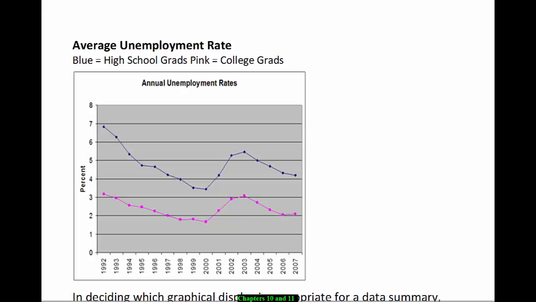Now we can see details on the trends in these data and draw some conclusions. We can see that even though unemployment looks like it tends to fall together and rise together, consistently the blue line is higher than the pink line. What does that mean? That means that high school grads over these time periods consistently had a higher unemployment rate than college grads did. So as you can see, a graphical display done correctly, a picture is worth 1,000 words.